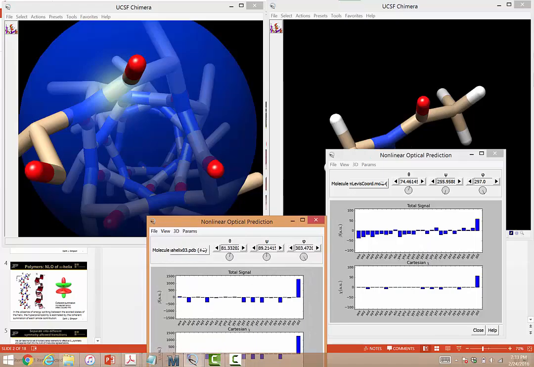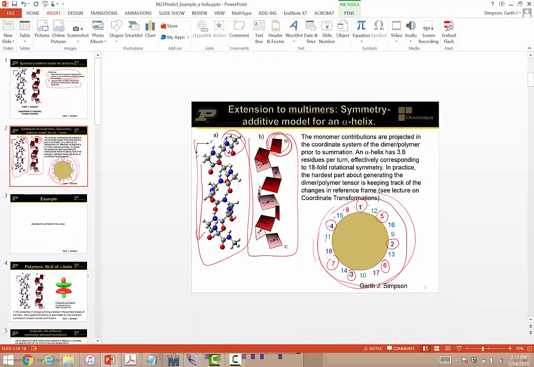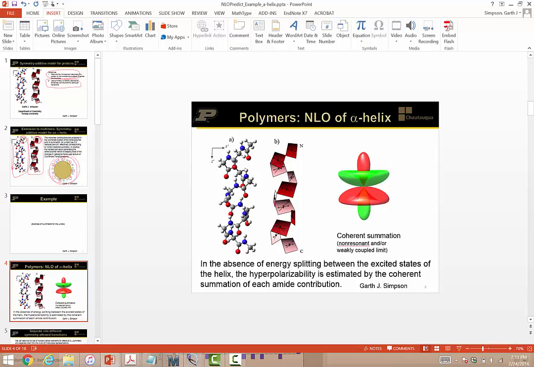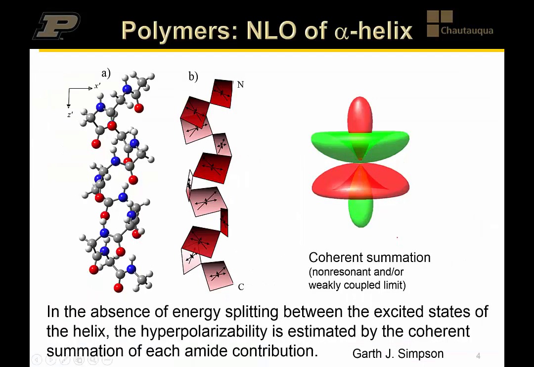So it's actually doing a pretty good job of describing the alpha helix by just the coherent summation of these individual NMA groups. Okay, so that gives us a handle on pulling out the tensor. The next question is separating it out into the two different symmetry-allowed transitions.